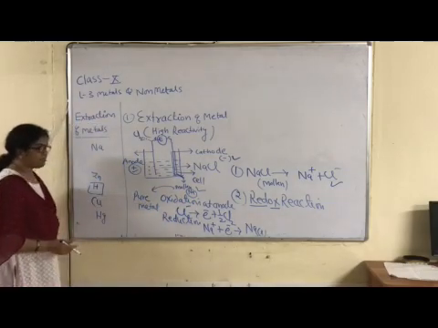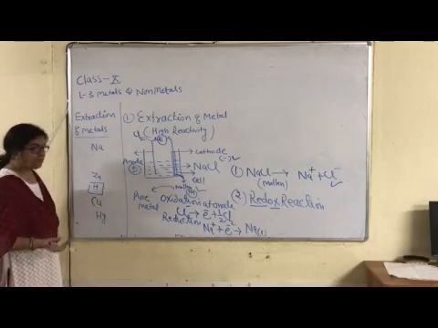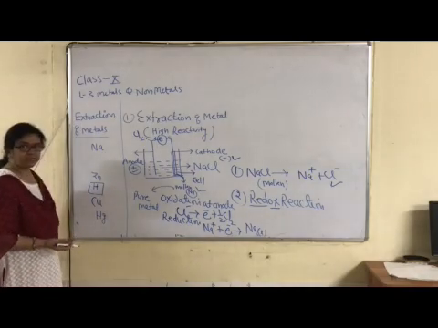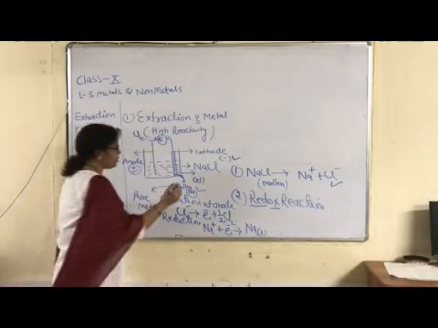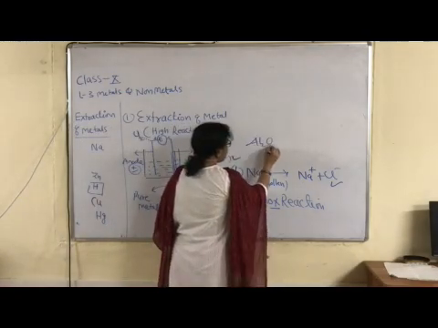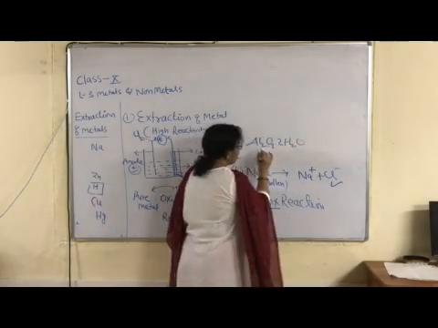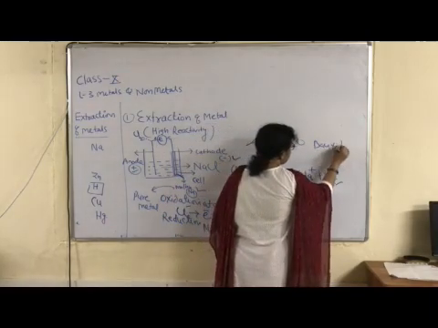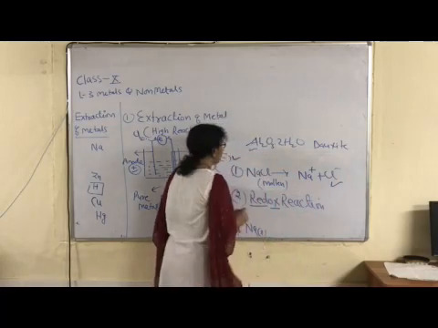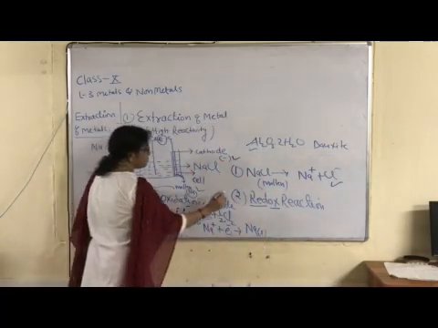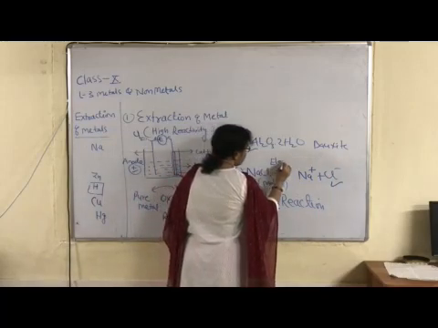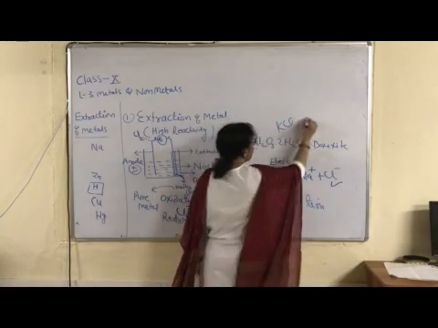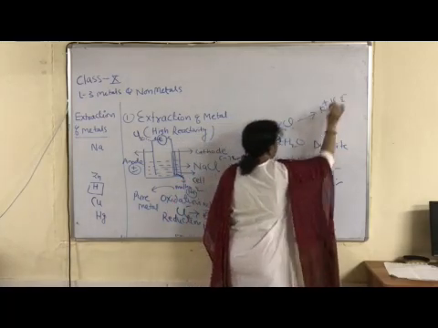Potassium from its ore is extracted in the same manner because potassium is also a reactive metal. Aluminium from bauxite ore, Al2O3. This is bauxite. The common name of aluminium oxide dihydrate is bauxite. Extraction of aluminium from bauxite ore is by which method? Electrolysis. Potassium from KCl by which method? Electrolysis.